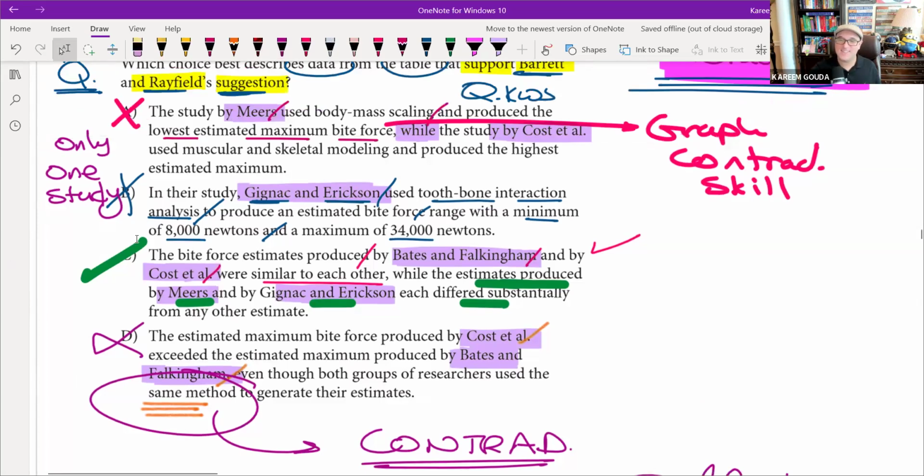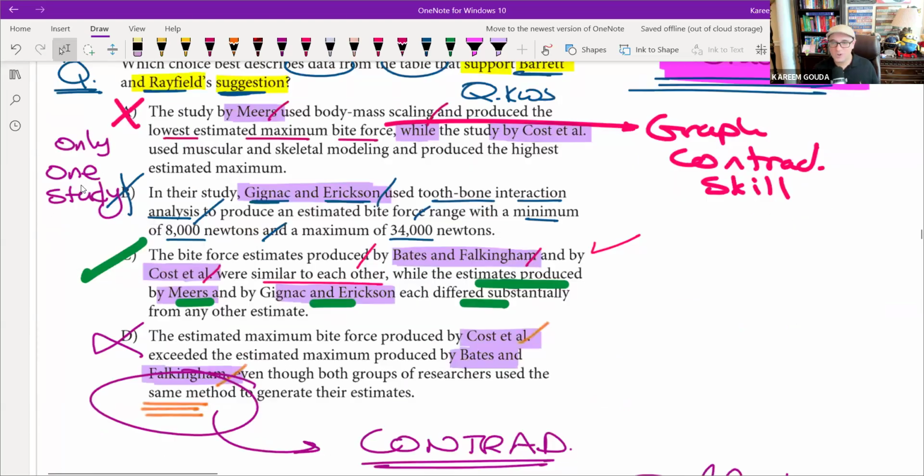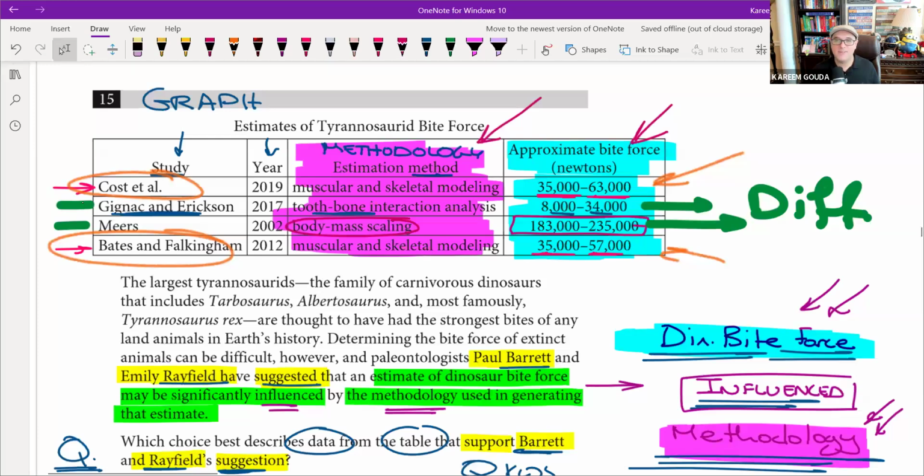Is C the right answer? Yes, it is. Let me prove this. The bite force estimates produced by Bates and by Cost were similar. Okay? Now look really closely. Bates used a what method?